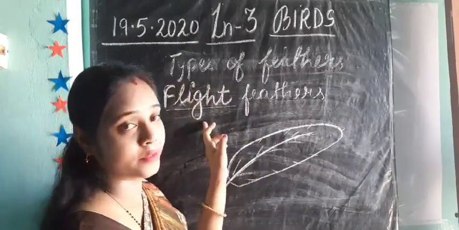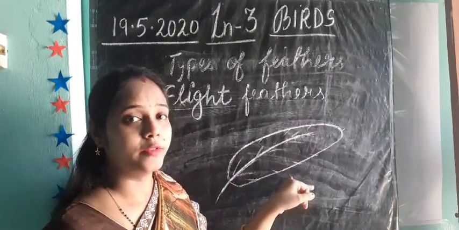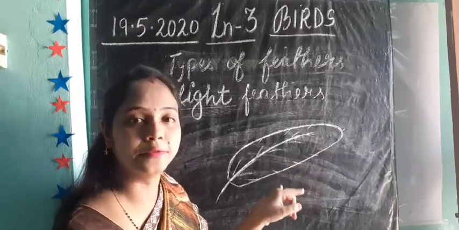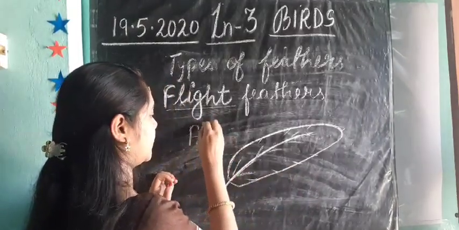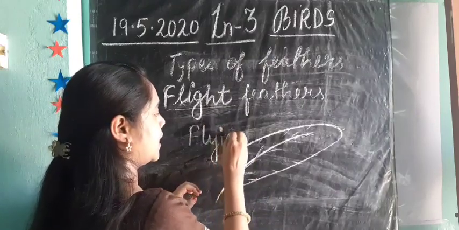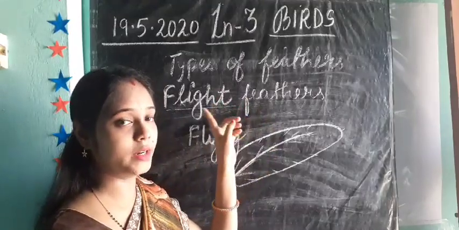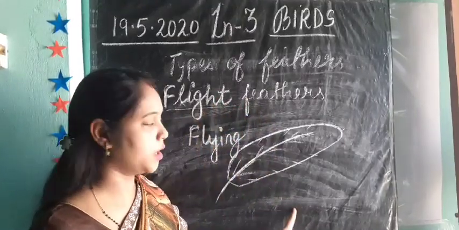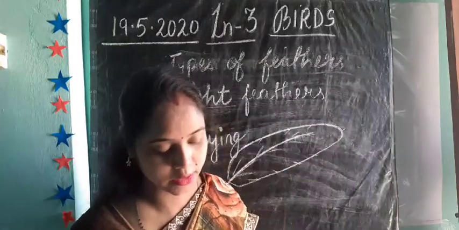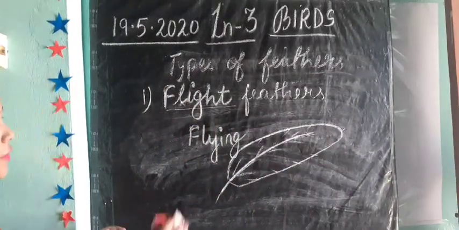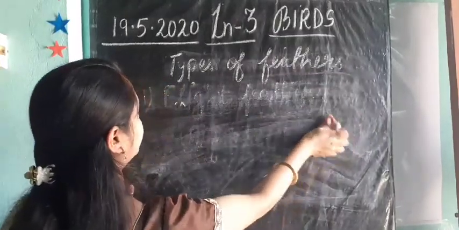Flight feathers are large in structure, found mostly on the wings, and help the bird in flying. Clear? Next is the body feather.